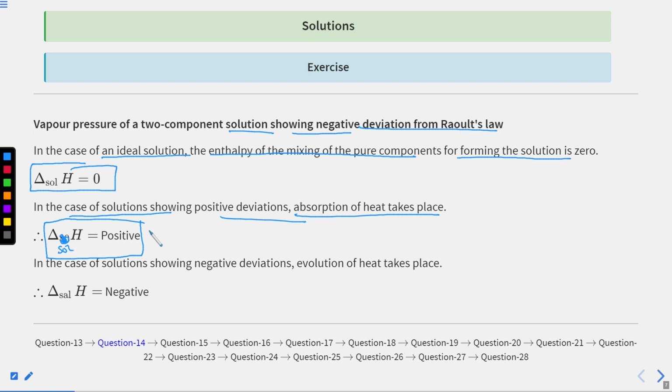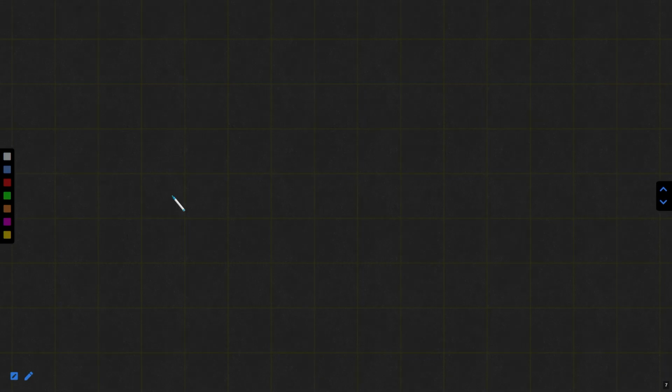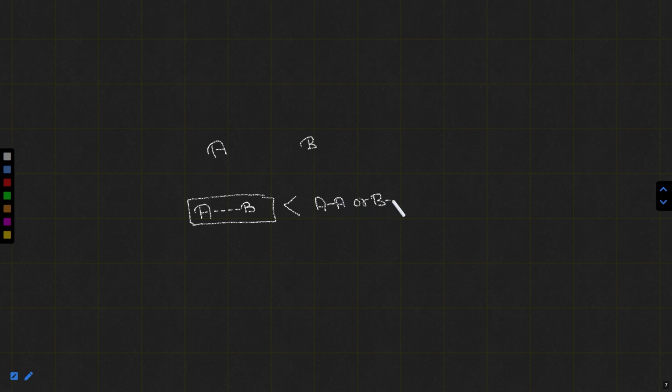In this case, what happens? See, what is the reason for this positive and negative deviation? When we mix two things, say A and B, then two cases can arise. Suppose A and B mix, then there will be an interaction between A and B. Now if this interaction is less than the AA or BB interaction, then in that case we can see a positive deviation.